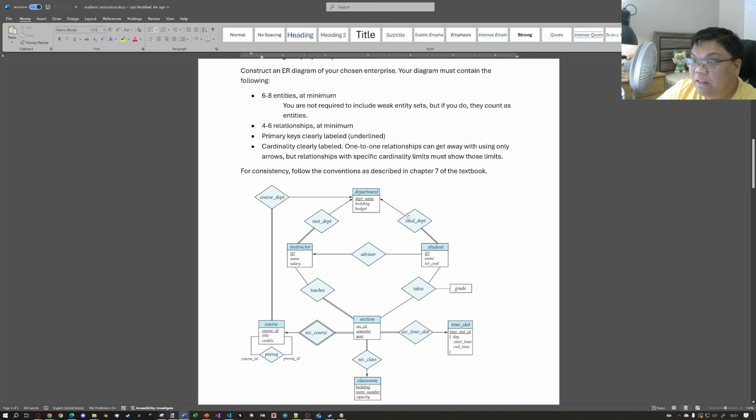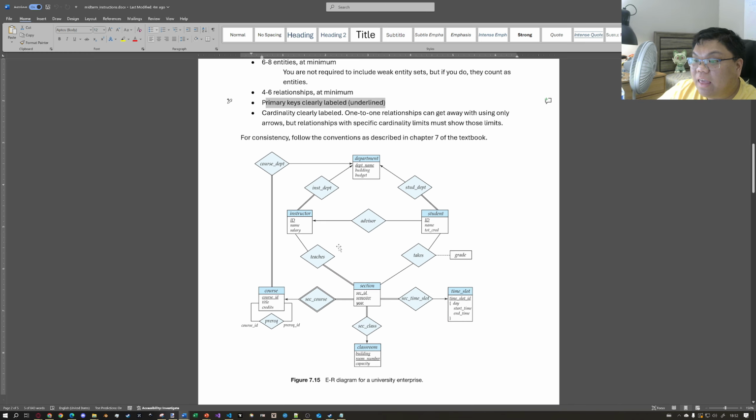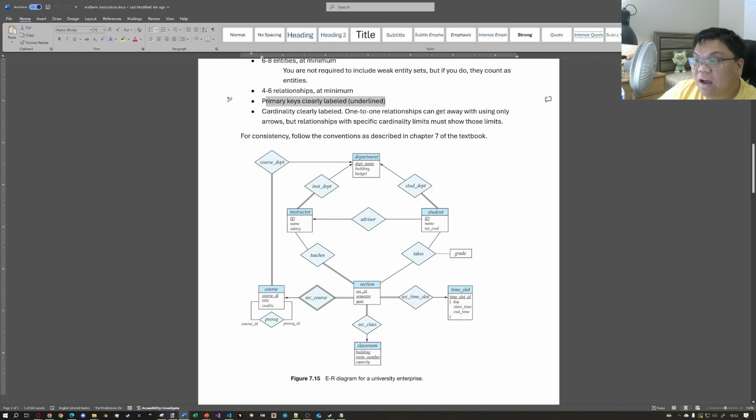Part 2, you're going to make an ER diagram of your chosen enterprise, have at least 6 to 8 entities at minimum, and 4 to 6 relationships at minimum. Of course, you must denote your primary keys by underlining them, and you must have your cardinality clearly labeled. If your cardinalities are simple enough that you can get away with arrows, then use the arrows. For consistency, follow the conventions as described in the book.